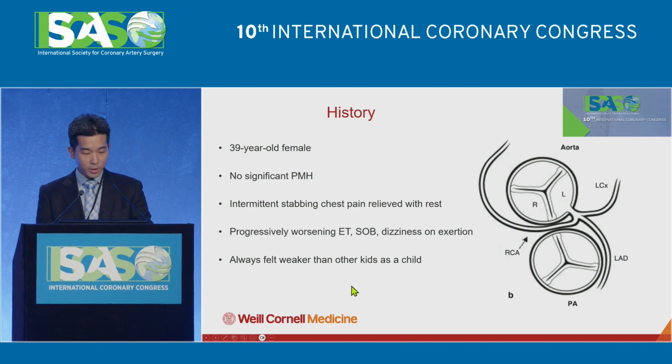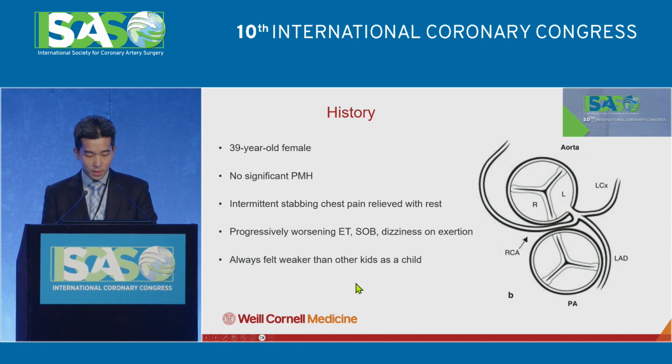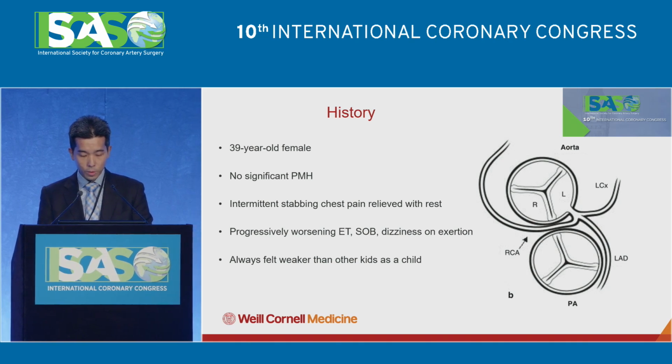This is a patient with an anomalous right coronary artery. She's a 39-year-old female, no real past medical history, but she presented with some intermittent stabbing chest pain that relieved with rest. She also had progressively worsening exercise tolerance, shortness of breath, and some dizziness on exertion. Interestingly, as a young child, she always felt weaker than all of the other kids and couldn't participate as much in physical education and activities.